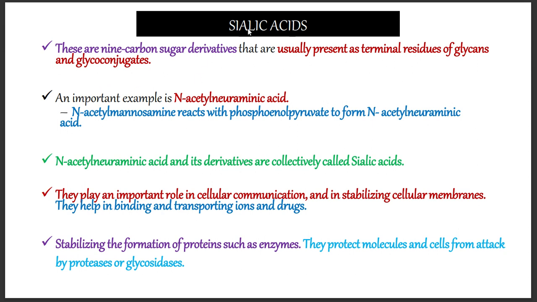An important example of sialic acid is N-acetylneuraminic acid. What happens is that you form N-acetylmannosamine. We've already talked about how we form N-acetylglucosamine, where we used glucose. But when we use mannose, we first add an amino group, and then to the amino group we add an acetate, and it becomes N-acetylmannosamine.